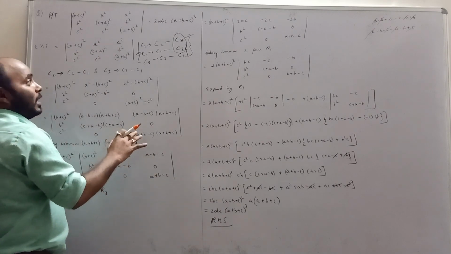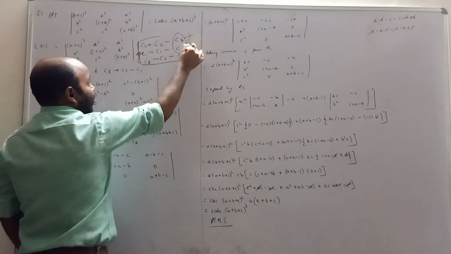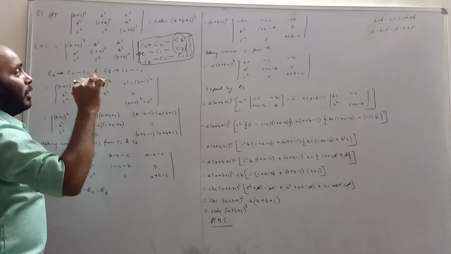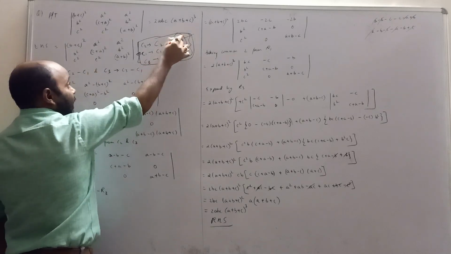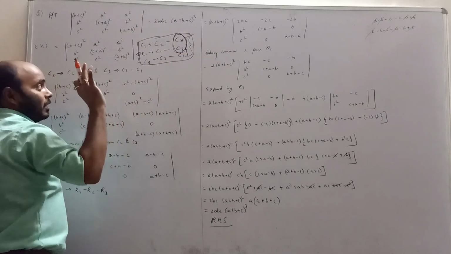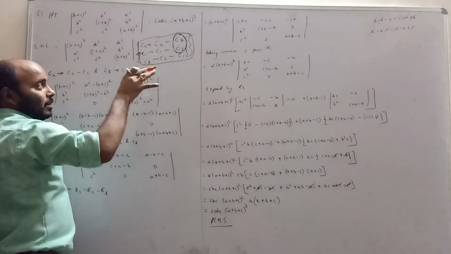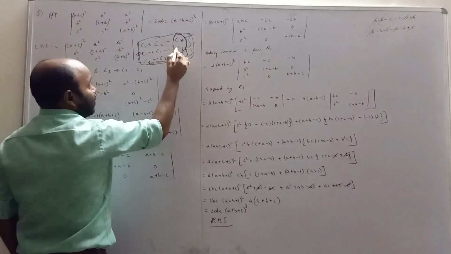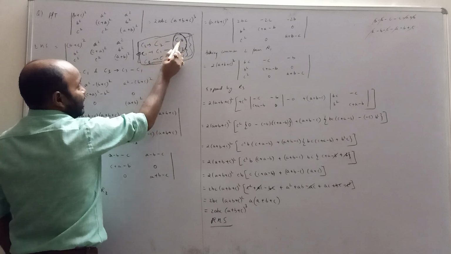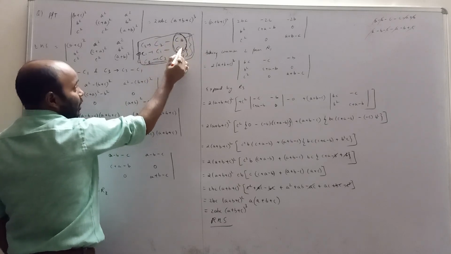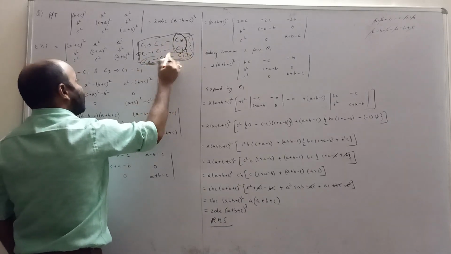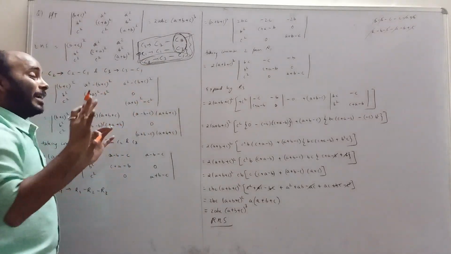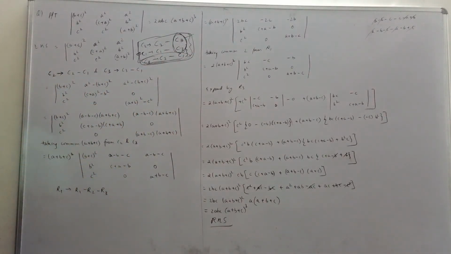Okay, understood? A very important part is that when you are applying properties, make any one column fixed, and subtract it from the rest two. But if you do it this way also, here C2 minus C3, here C3 minus C1, these two are not the same. We can do this also. Property-wise, operation-wise, both are correct. But at the end you will face a problem.